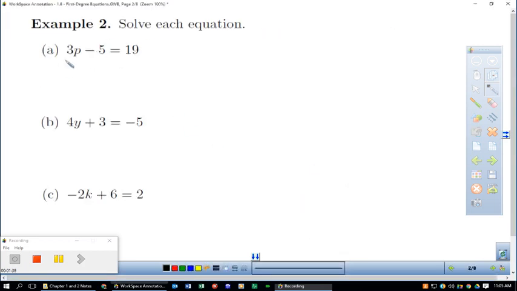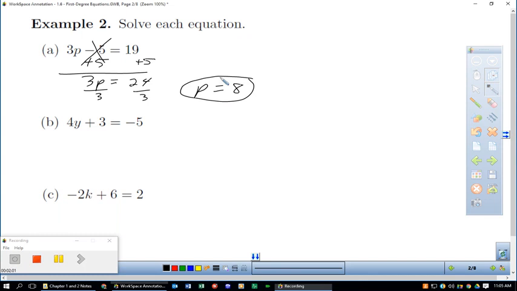Okay, let's move on to some example problems. Solve each equation. 3p minus 5 equals 19. First, we want to get the p by itself. So we are going to add 5 to both sides, because that will make it simpler, since these two cancel out. So we get 3p equals 24. Then we can divide by 3 on both sides to get p equals 8. Now, I would highly recommend getting into the habit of taking this answer and plugging it back in, making sure that it is a true statement. So that's 3 times 8, 24, minus 5 is 19. This is a true statement. So that checks out.